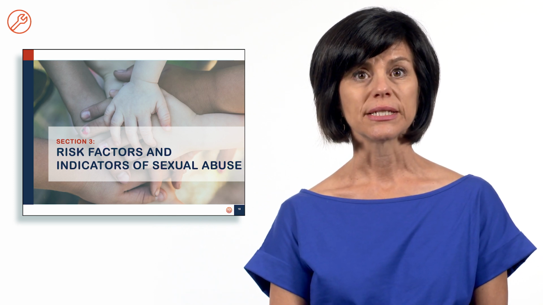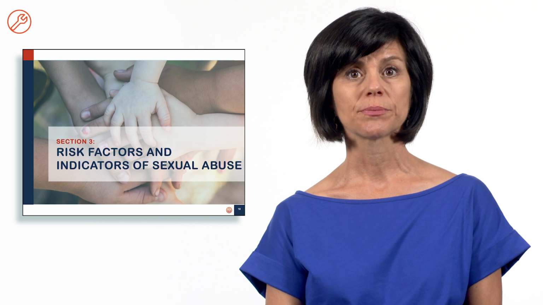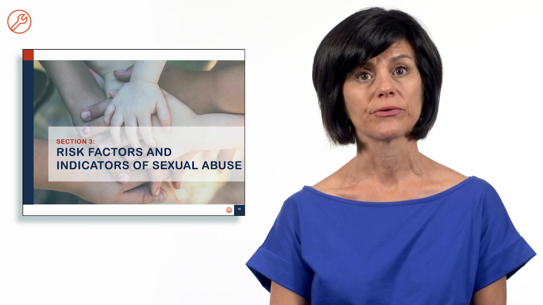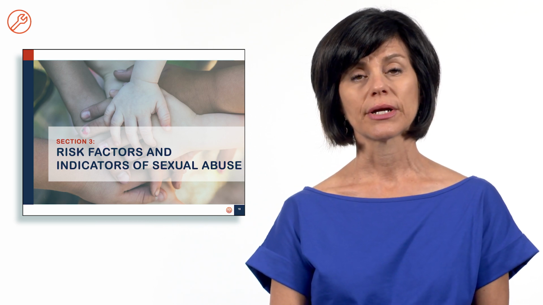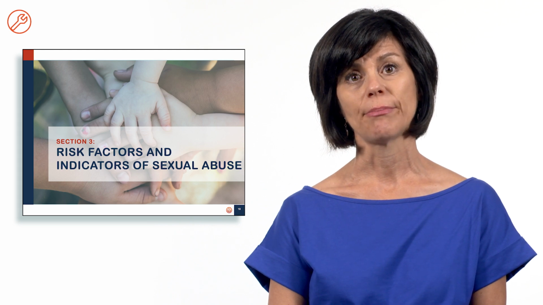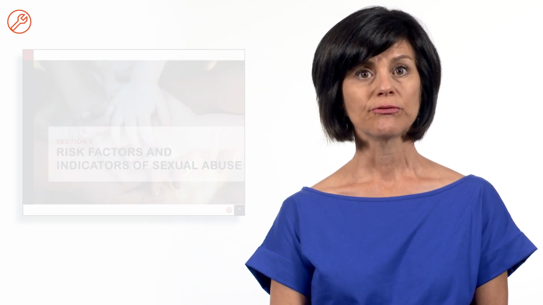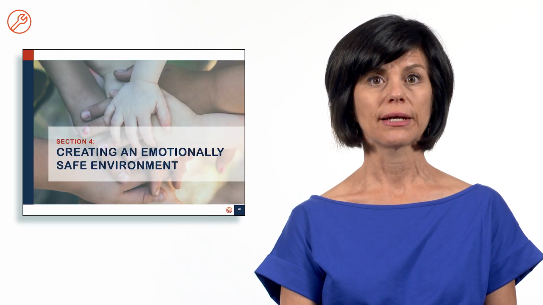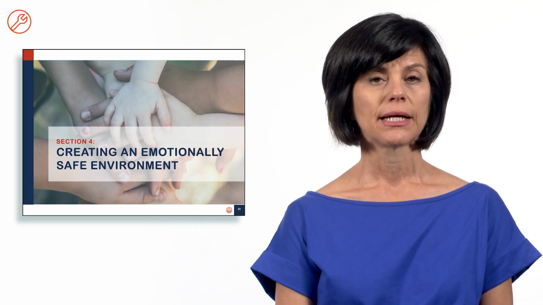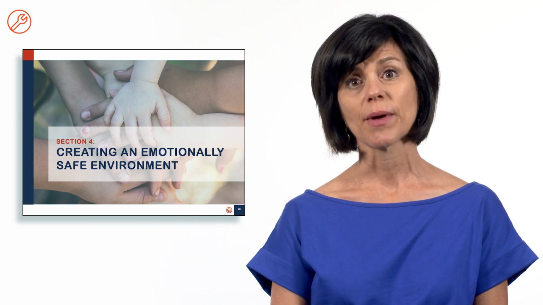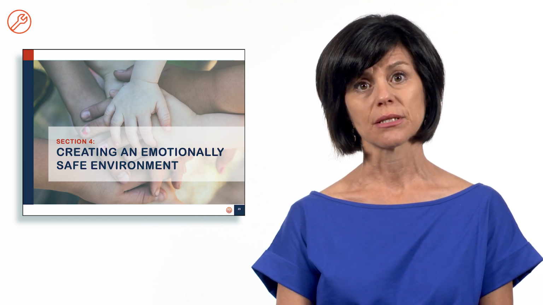In this theme, we'll continue to make the point that children who have experienced sexual trauma are very vulnerable and need the support of their caregivers to give them clear messages about the abuse and about sexuality. Section 4 focuses on how parents can create an emotionally safe environment. This includes understanding how to respond if a child discloses sexual abuse to the parent.